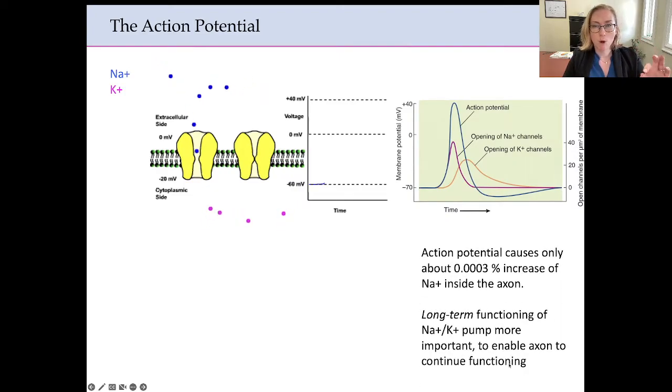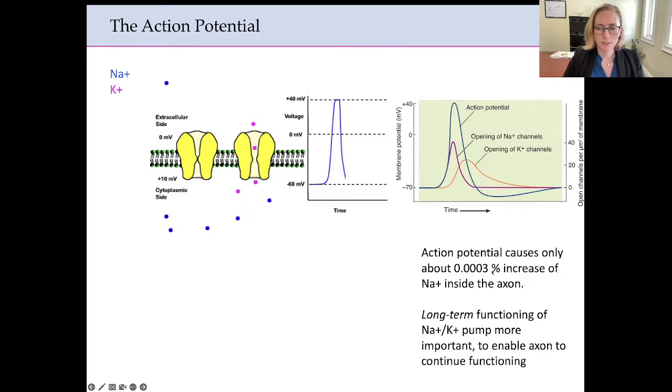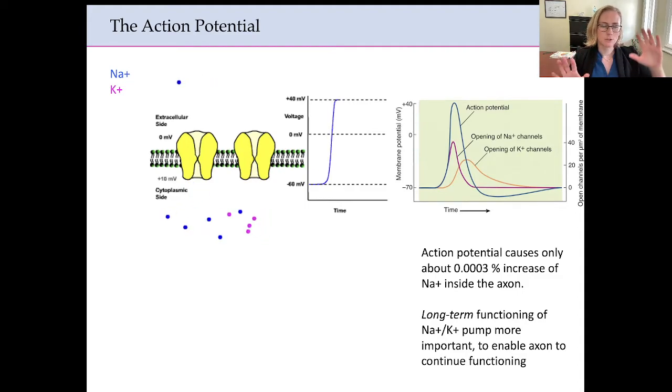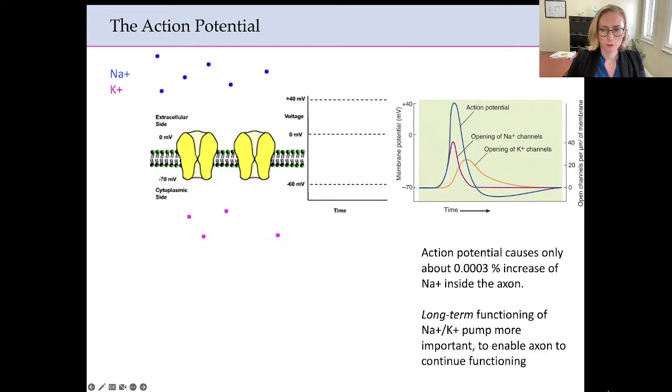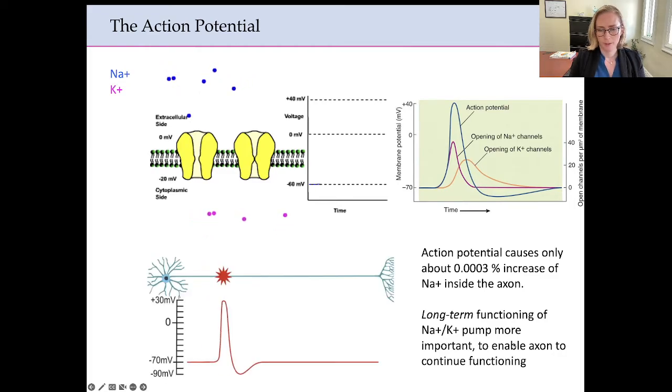So it's a very fast, small event that happens, and only a small percentage of sodium comes in. So this sodium-potassium pump is more of a long-term functioning. Make sure that everywhere throughout the brain, all neurons have that nice sodium outside, potassium in setup. So it's more for long-term, not for short-term functioning.